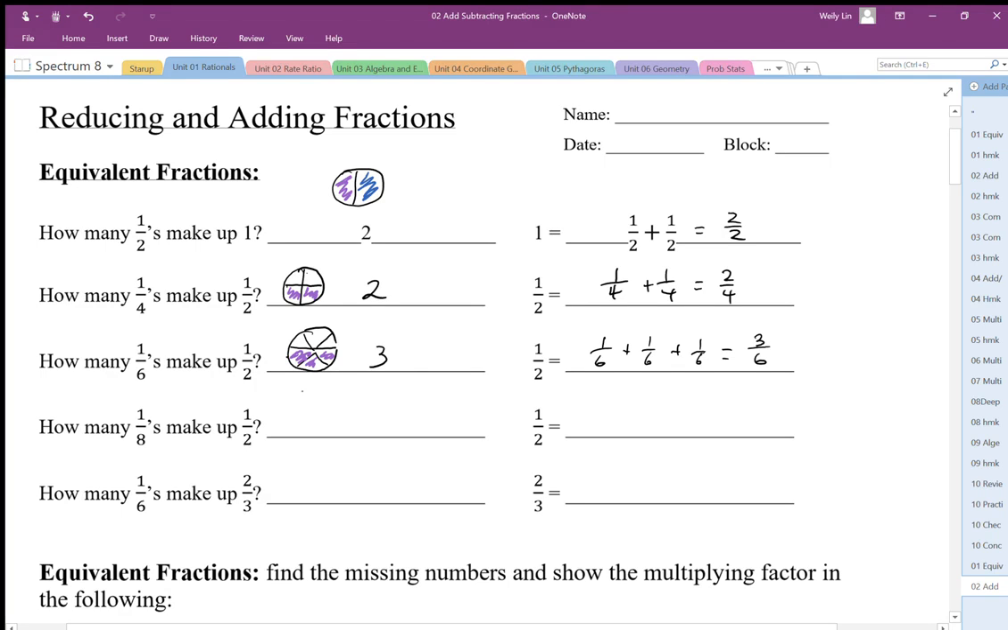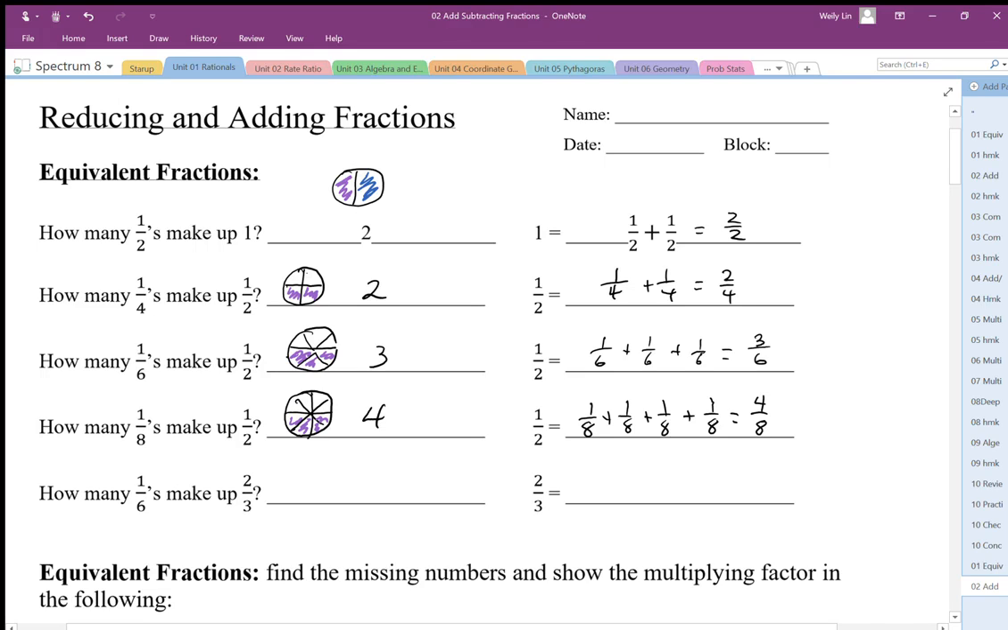So how about 1/8 pieces making up 1/2? I can split this up into 1/8 pieces and then count up how many 1/8 pieces I need to make up 1/2. So I need 4. And then it would look like this: 1/8 plus 1/8 plus 1/8 plus 1/8. And if I take a look at that fraction, that's 4/8. And that's an equivalent fraction to 1/2.